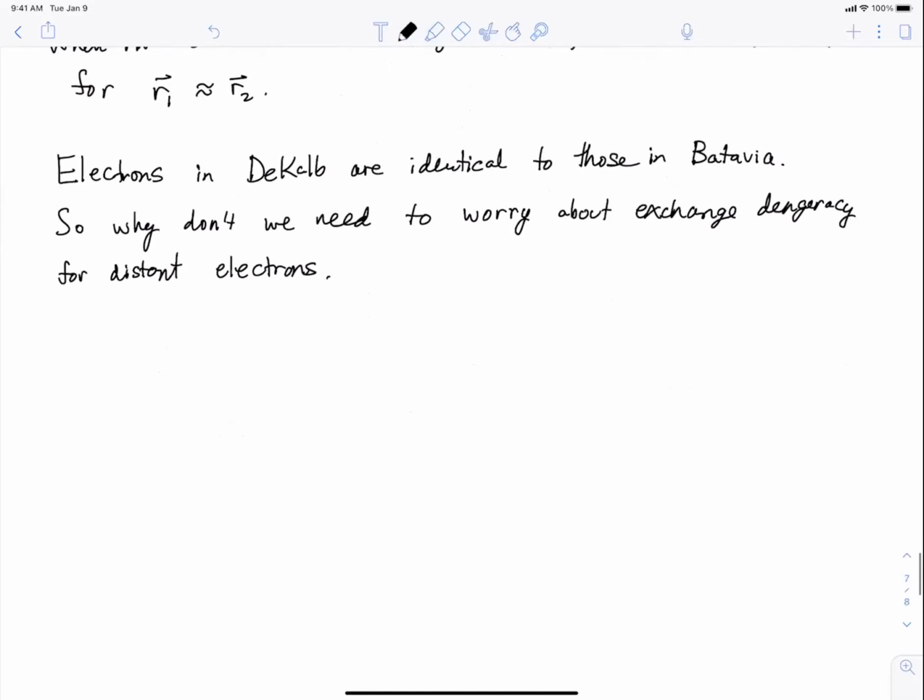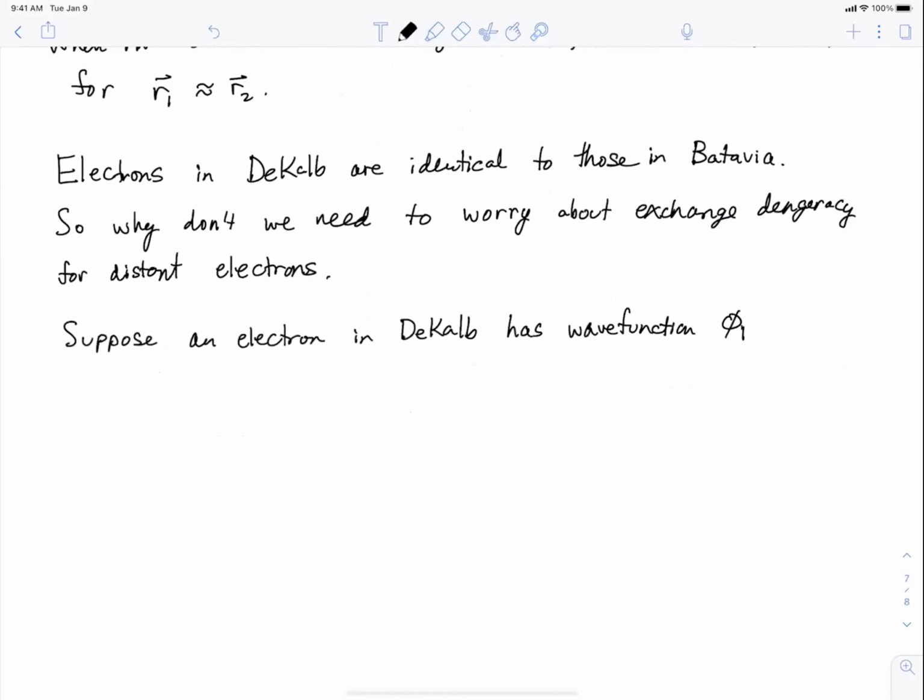Okay, so the idea is, suppose that we have an electron here in DeKalb, or wherever you happen to be at the moment. And so it has some single particle wave function, which I'm going to call phi sub d. And there's a single particle wave function for some electron that's localized in Batavia.